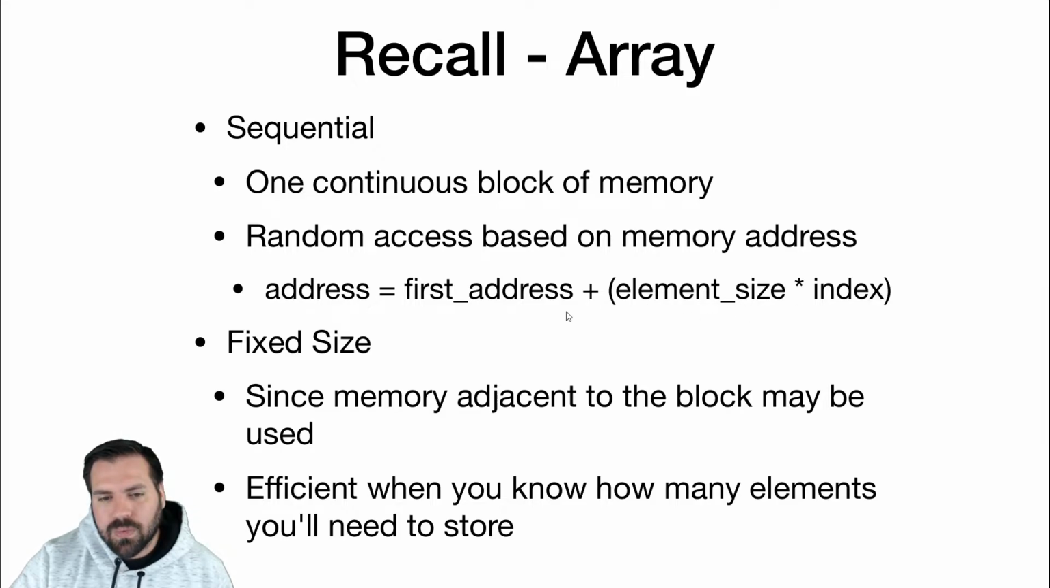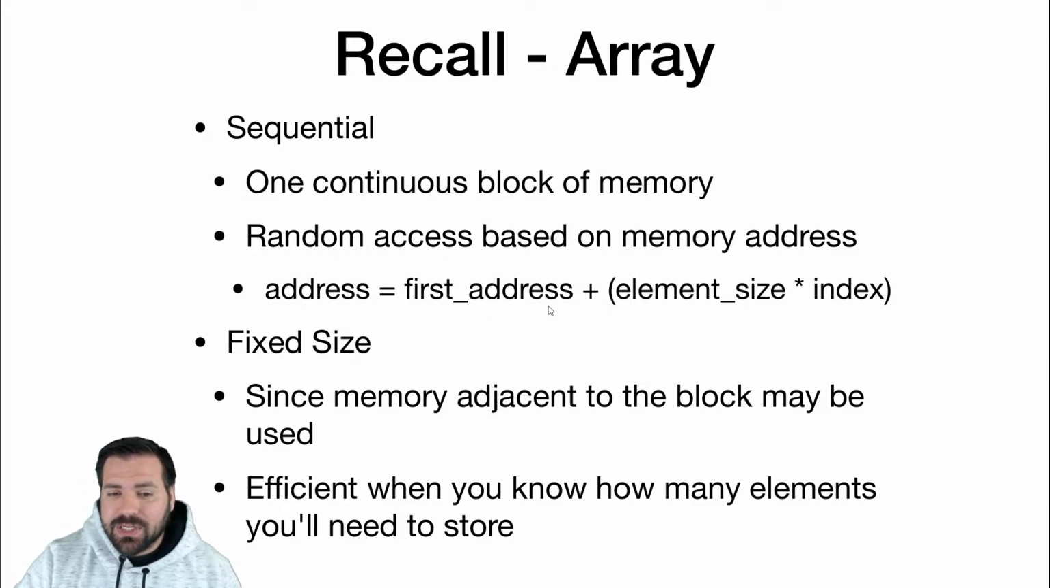So we can use this. This is what we call random access. We can access any element of the array very quickly, very efficiently. We just do one multiplication, one addition, and we're there.